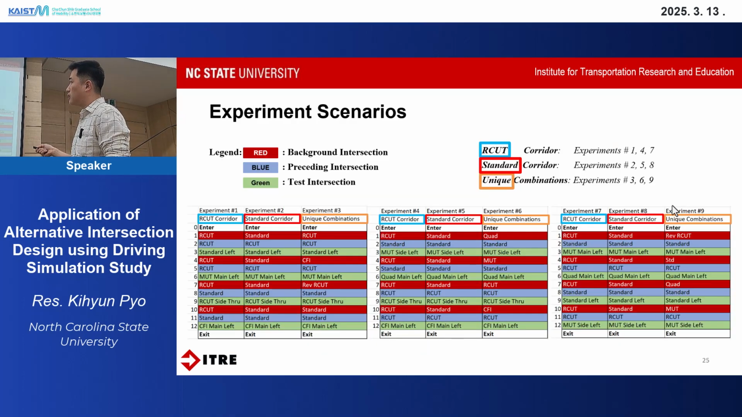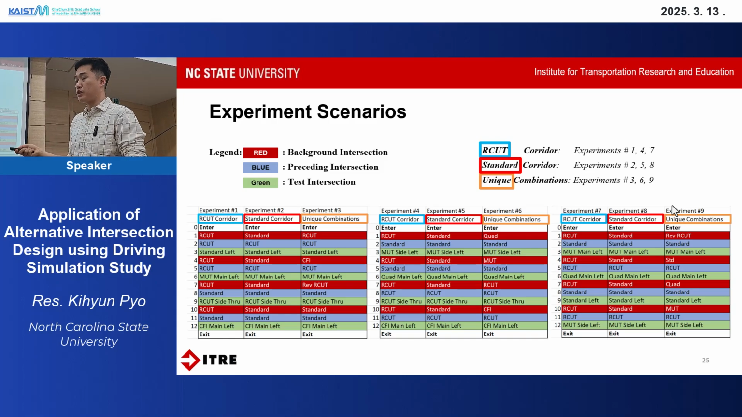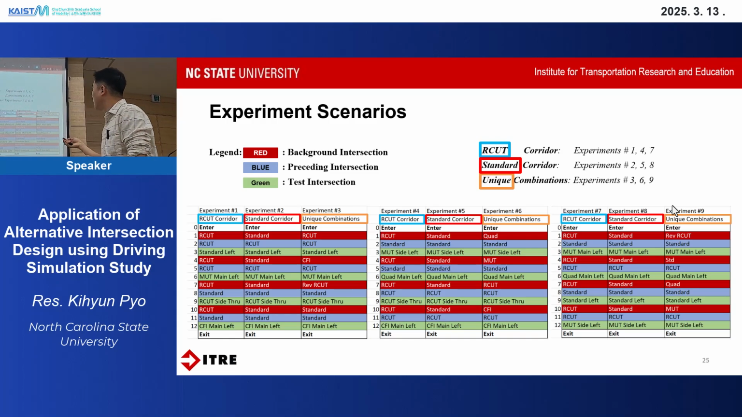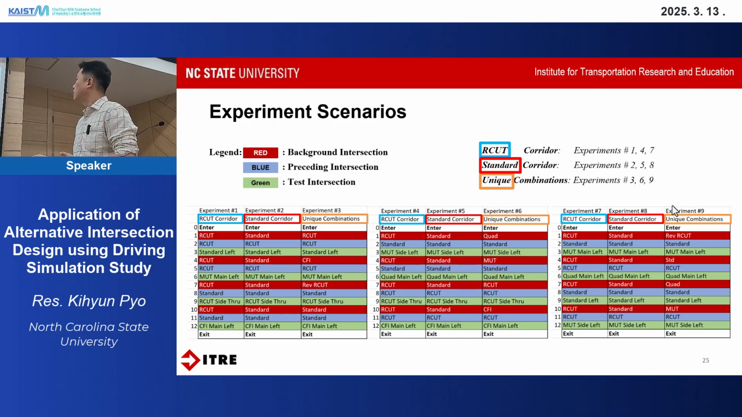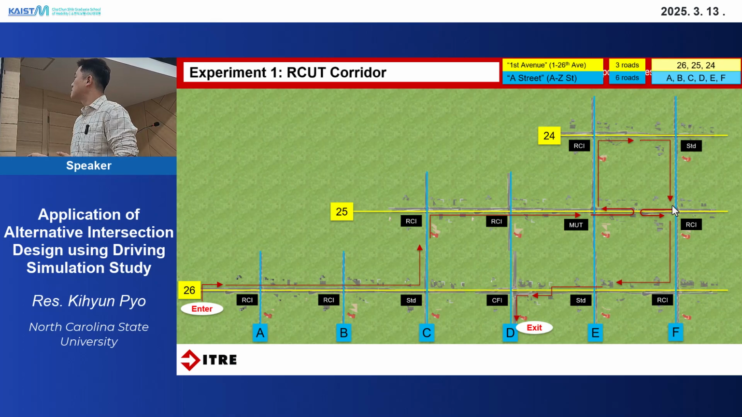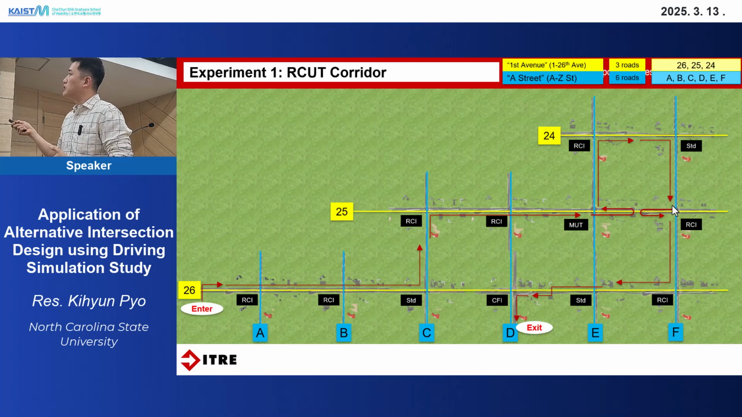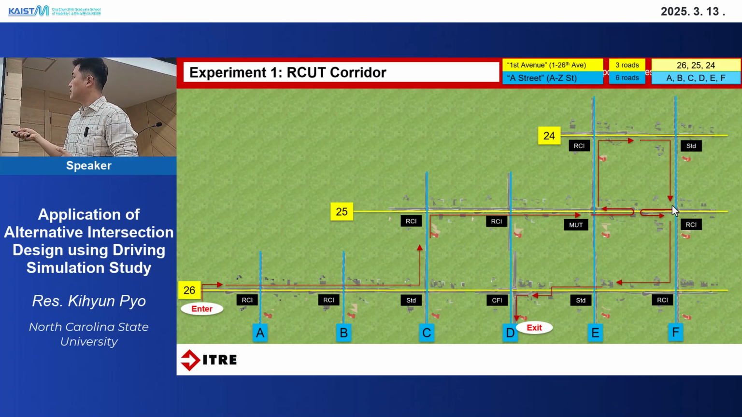And then, based on the 12 combinations, we made 9 experiments. This order is regular or random. I will show you. I think this satellite view is easier to understand. So this one is the first experiment.